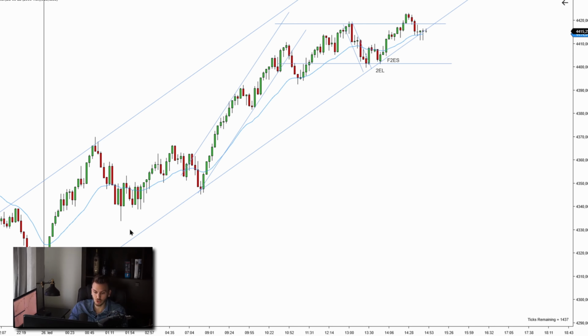This is still a strong bullish structure. So I'm just looking for long opportunities. I just need to give market room. I cannot go long at the very high of this entire move. So right now, I'm just waiting.